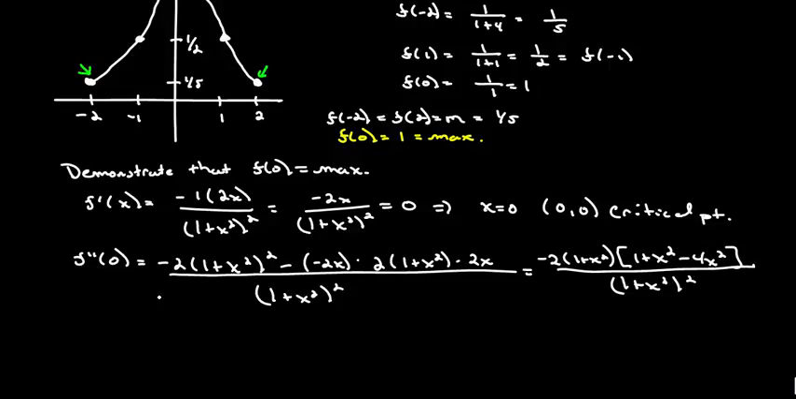Now what we want to do is verify that the second derivative is not 0. Because if the second derivative is 0, then we don't have a change in sign on the first derivative, which means we don't have a min or a max.